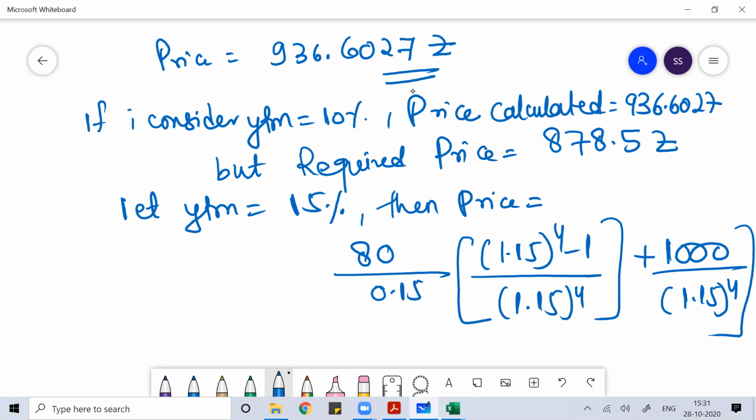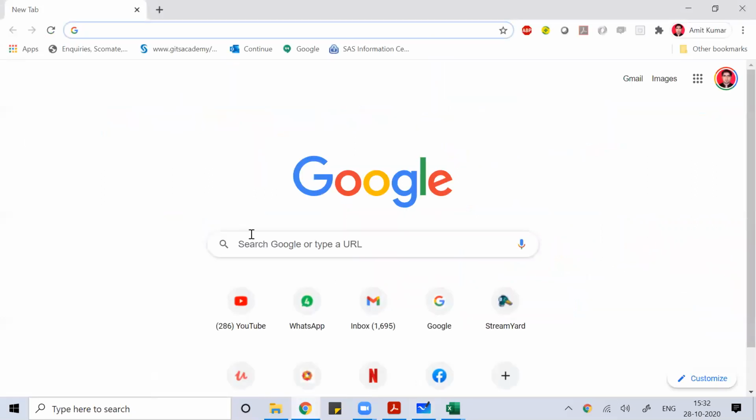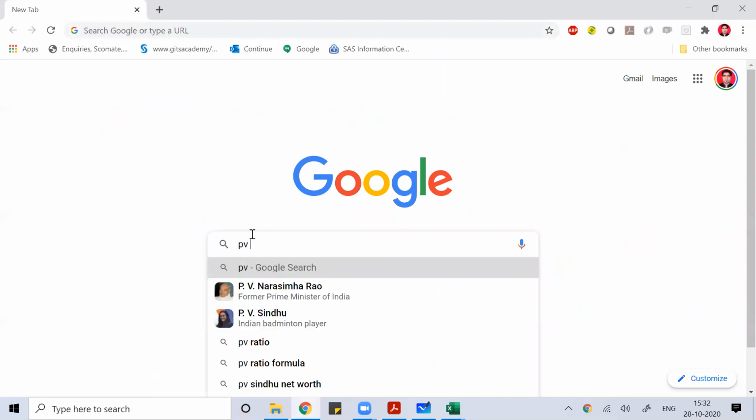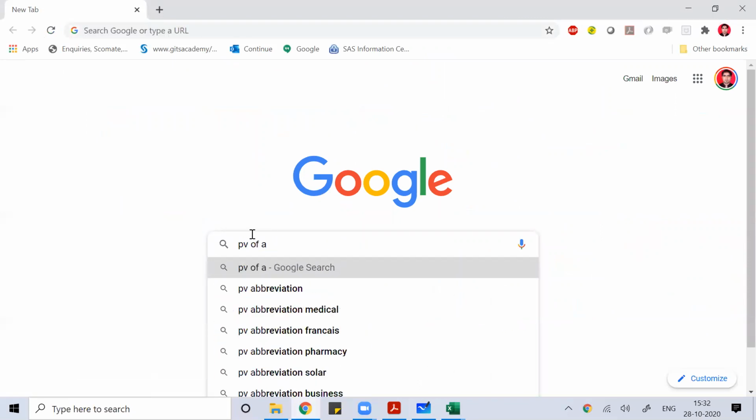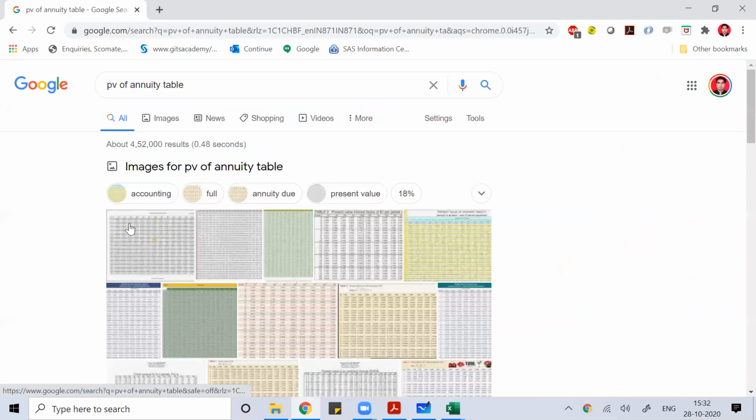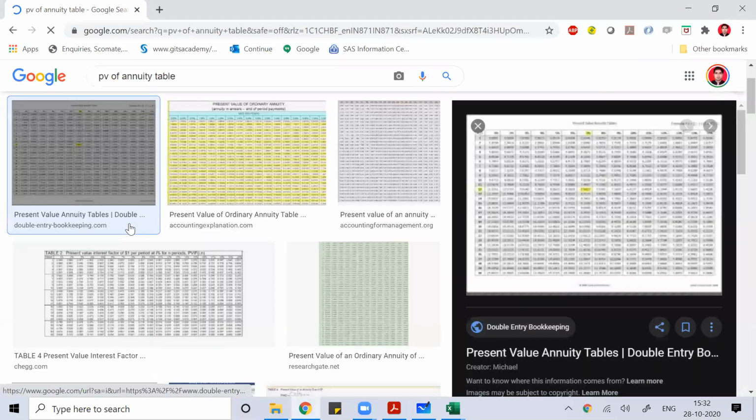I hope you know how to use the annuity table. For 1.15 to the power 4, that is 15% for 4 years, you can use the present value of annuity table directly. In exam time, they may give you the present value of annuity table. In the exam, I'll ask for this table for you, so that you don't have to calculate this value.